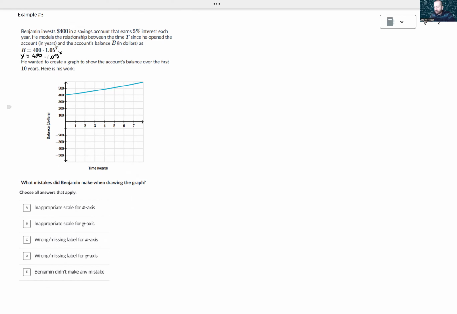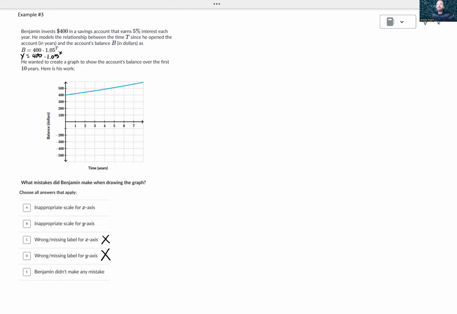So now we can check: is that correct for the y-axis? Does y equal the balance? It looks like yes. And it looks like x does equal time. So we have the right labels for the x and the y-axis. So we can cross this out because this has the wrong label. It is the right label, so we can say those are not right because we do have the right label.